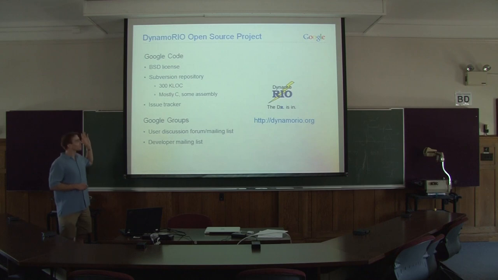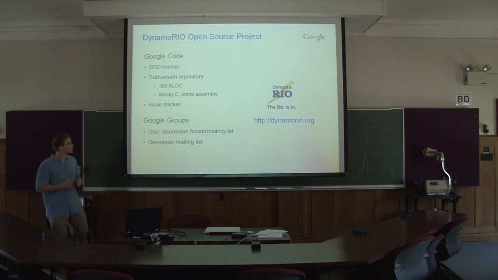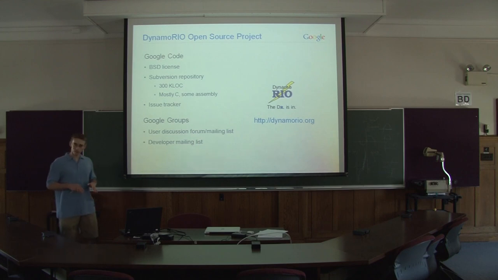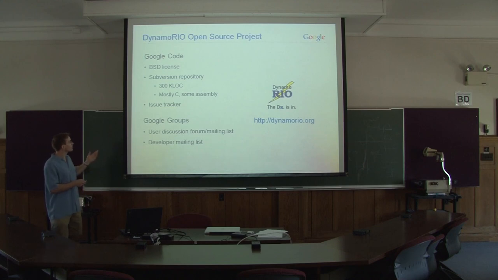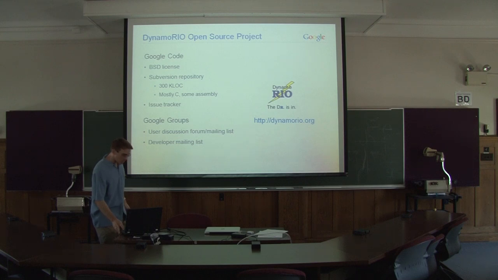When I open sourced it, I put it on Google Code, under the BSD license. The whole code base is about 300,000 lines of code. It's relatively large. Mostly C code, a little bit of assembly, it's a very low level system. And we use Google Groups as a discussion forum, a mailing list. And this is the URL, easy to remember, DynamicRIO.org.